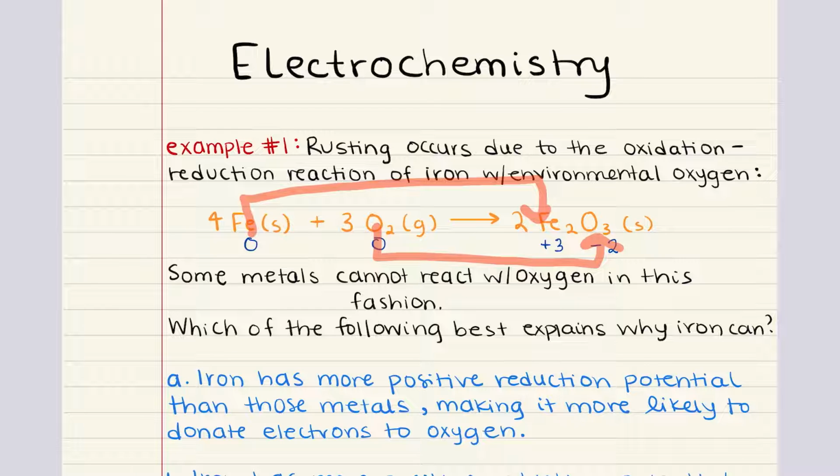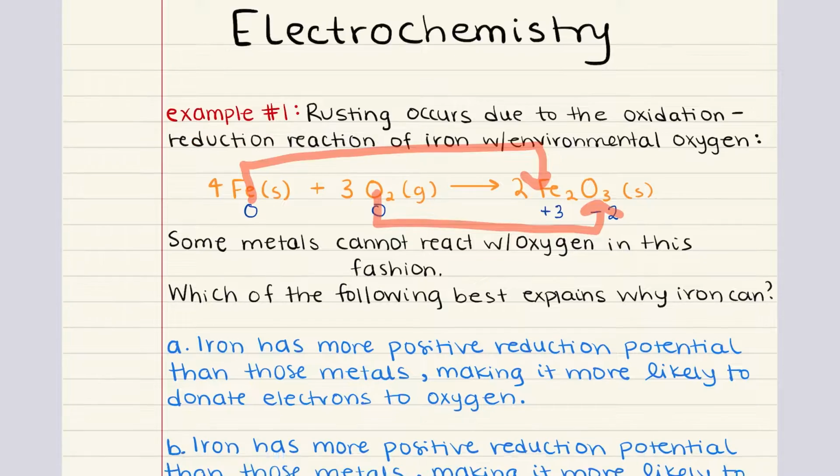Now, the ability of a metal to undergo oxidation or reduction is characterized by its reduction potential. Reduction potential is a measure of the tendency of a chemical species to acquire electrons and be reduced. Metals with more positive reduction potentials are more likely to gain electrons and be reduced, while those with more negative reduction potentials are more likely to lose electrons and be oxidized.